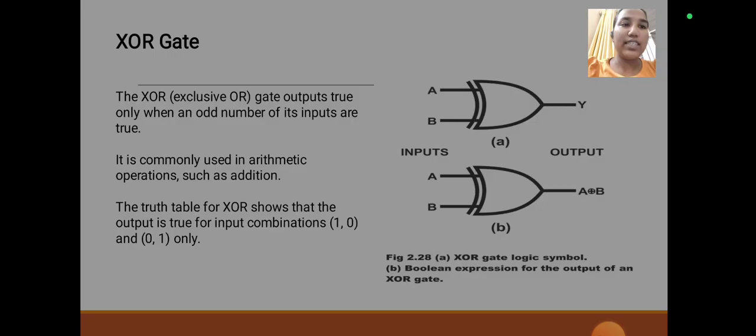XOR gate logic symbols. Boolean expression for the output of an XOR gate. Figure A shows the XOR gate logic symbol. Figure B shows the Boolean expression for the output of an XOR gate.